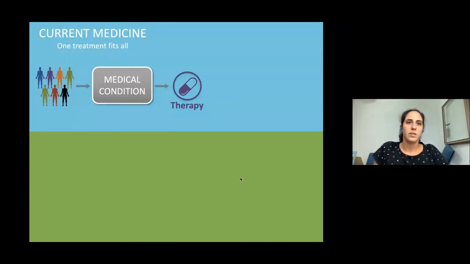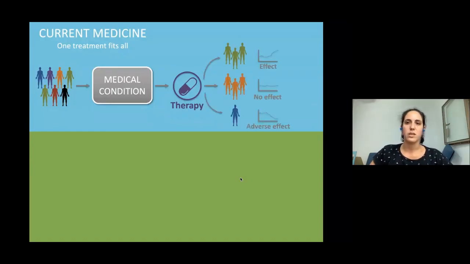As we all know, current medicine for the most part is one treatment fits all, which means we have a variety of people with the same medical conditions, and they all get more or less the same therapy. These individuals will end up having either a positive effect from the therapy or no effect, and sometimes even adverse effects. We'd like to change that, and obviously we're not alone.